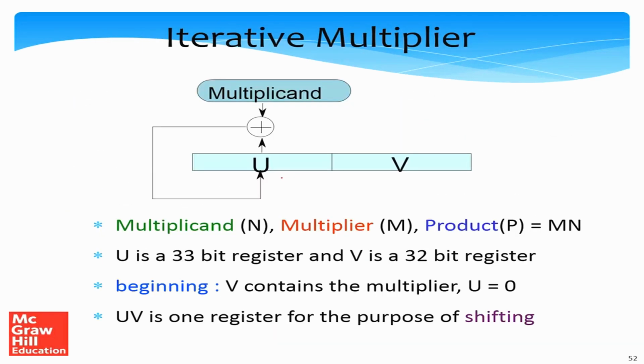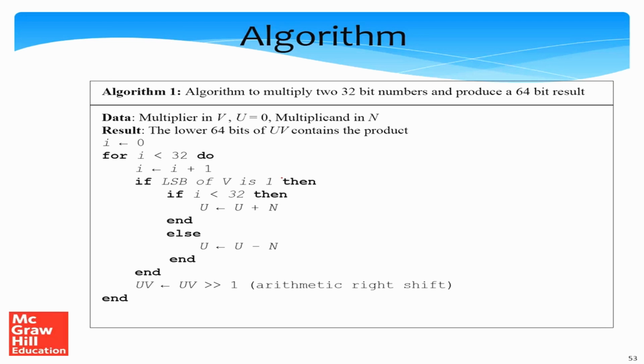So let's come back to the algorithm. In the algorithm, we run the loop 32 times. For the first 31 times, this is what we do. We take a look at the least significant bit of v.